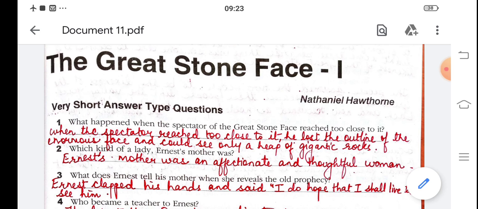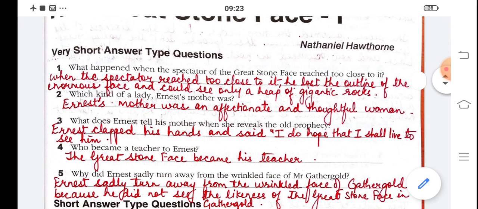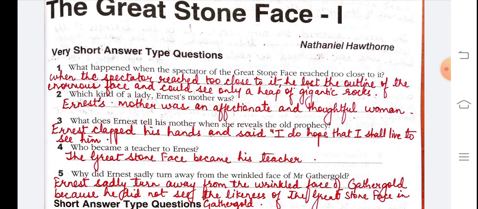Right. So the first one we have got very short answer type questions, in which you have to give the answer in short, to the point. So the very first question is, what happened when the spectator of the great stone face reached too close to it? And the answer to this question is, when the spectator reached too close to it, he lost the outline of the enormous face and could see only a heap of gigantic rocks.